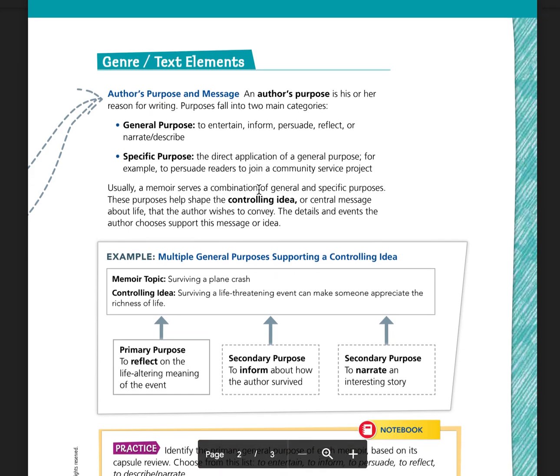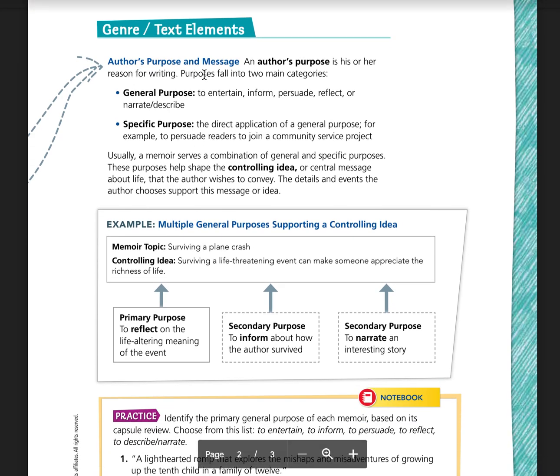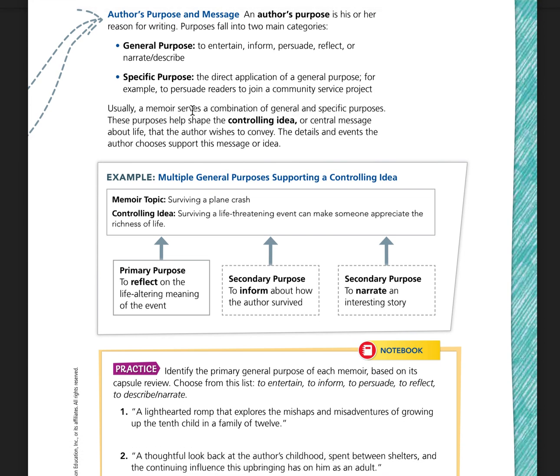So, thinking about the text elements, you're going to be looking for the author's purpose and message. So we know that an author's purpose is his or her reason for writing. Okay, and so the purpose might fall into one of these two main categories. You have your general purpose, which are these words that we're very familiar with: to entertain, inform, persuade, reflect, or narrate, describe. But the specific purpose is the direct application of a general purpose. For example, to persuade readers to join a community service project.